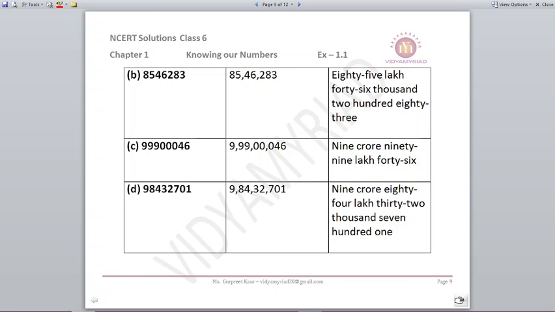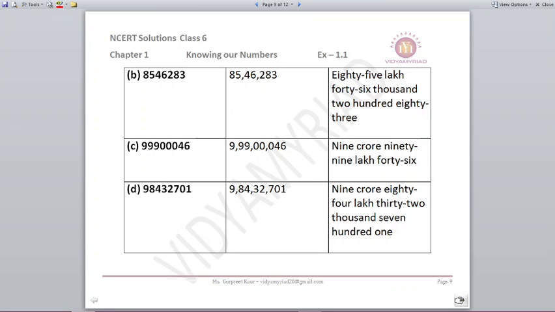Next, 99900046. So let's put commas. It comes 9,99,00,046. Now see children, you should know the places: lakhs have 5 places, crores have 7 places. Accordingly you can write down the answer. So it is 9 crores 99 lakhs 46. Okay, in between 000 is there, we don't write zeros, we will simply write 46. I hope you know how to write it in words.